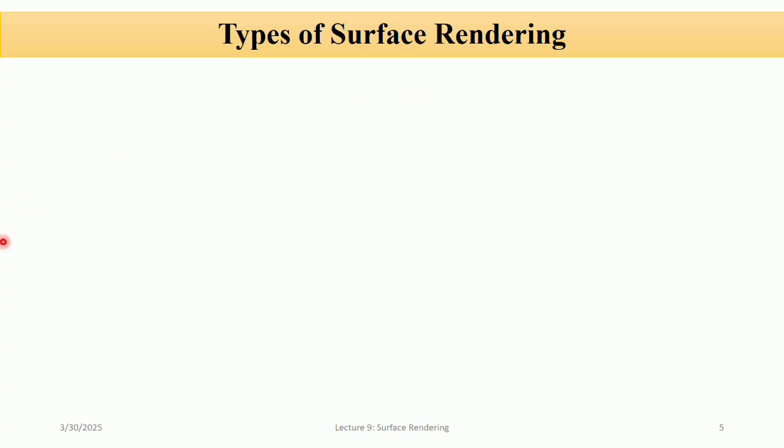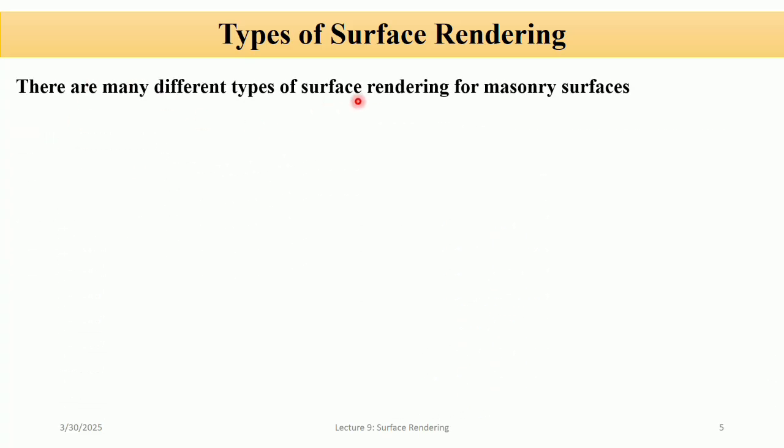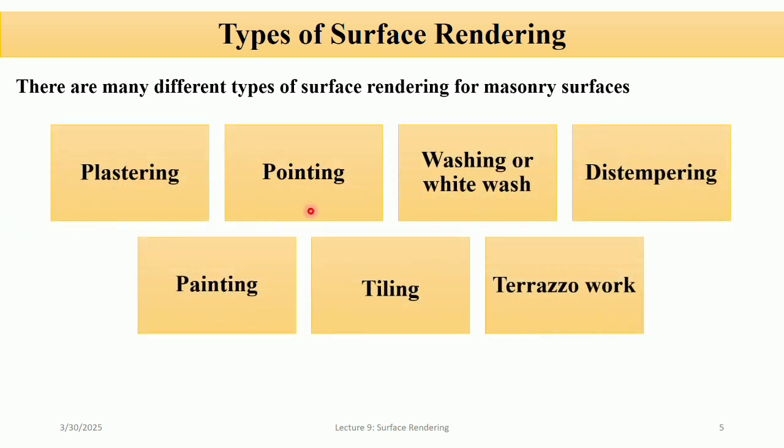Types of surface rendering. There are many different types of surface rendering for masonry surfaces, such as plastering, pointing, washing or whitewash, distempering, painting, tiling, and terrazzo work. We will discuss each in detail in the next slides.